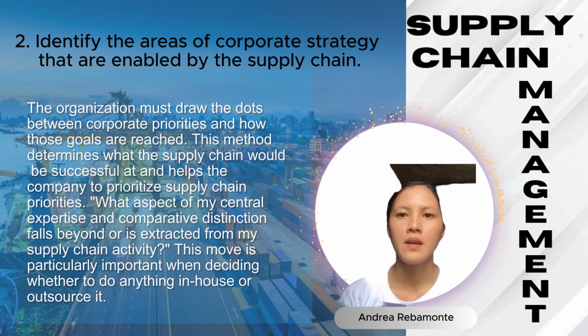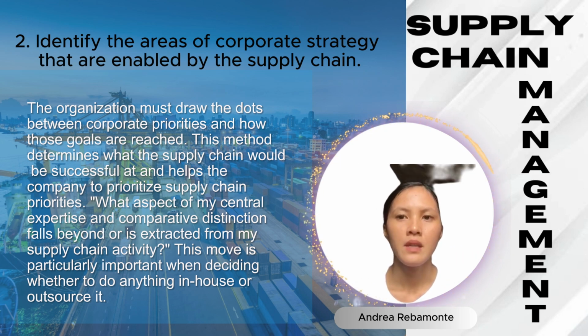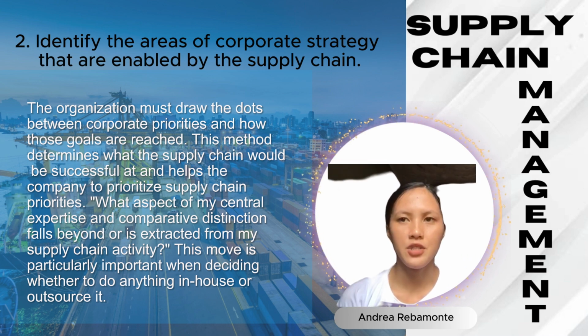Cost leadership. By optimizing logistics, sourcing, and production processes, a well-managed supply chain reduces operational costs. This enables companies to offer lower prices than competitors, enhancing market share. Example, Walmart. Its supply chain's efficiency keeps costs low by optimizing logistics and bulk purchasing. Walmart offers lower prices than competitors, reinforcing its cost leadership strategy.